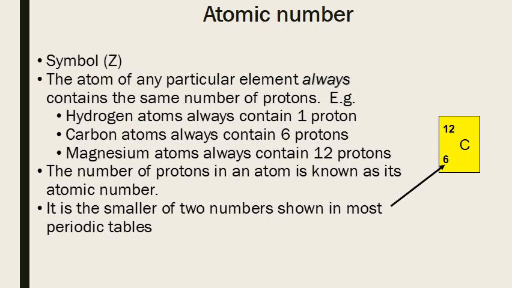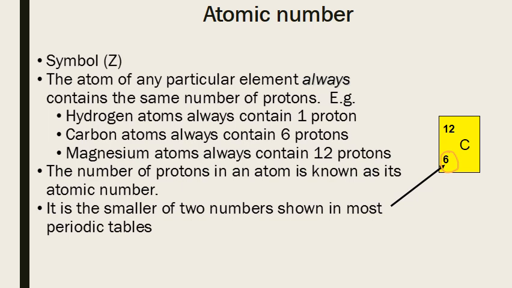We saw how an atomic symbol looks like. So here we've got the proton number, which you can see here, it's the 6. That's normally the one that's at the bottom. We called this Z. We said that any particular element always contains the same number of protons. For example, hydrogen always contains 1 proton, carbon contains 6 protons, and magnesium atom always contains 12 protons. And if we change the proton number, that means we change the element.